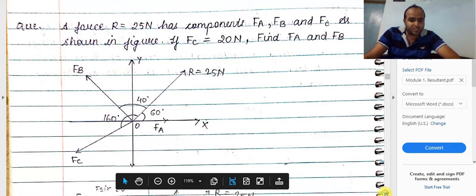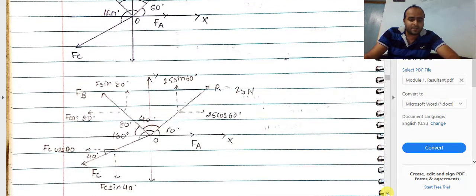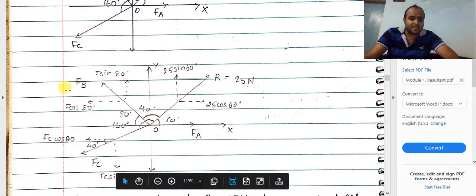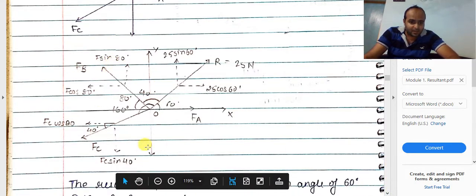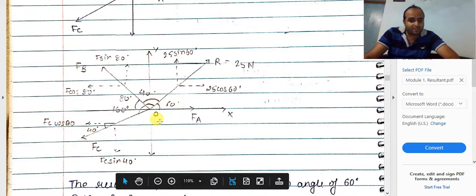The first and foremost step, we are supposed to write down to find our Fa and Fb. Now the first step with us is nothing but to resolve the forces, that is to draw the free body diagram. As you all can see, friends, this is the free body diagram. Resultant R will be resolved as 25 cos 60, 25 sin 60, as the angle with x-axis is 60 degrees. Now even Fb and Fc need to be resolved. Why not Fa? Fa is already along the positive x-axis.